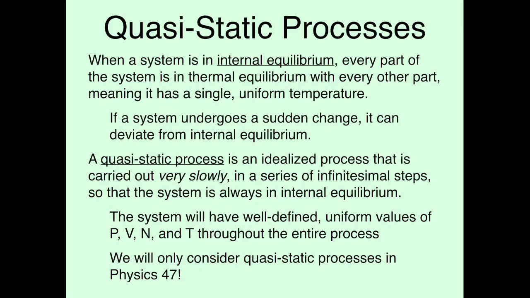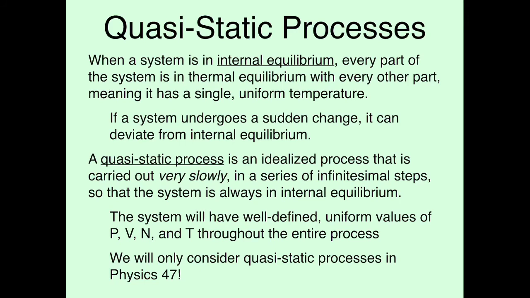And that's good, because if your system is in internal equilibrium, it's going to have a single uniform pressure everywhere, volume, the number of particles, and the temperature is also just going to be some uniform value throughout. And it's much easier to talk about a system where there's just a single pressure, a single temperature everywhere, rather than those things varying at different places. So in Physics 47, we're only going to be considering quasi-static processes, okay?